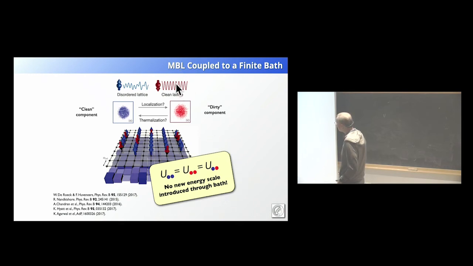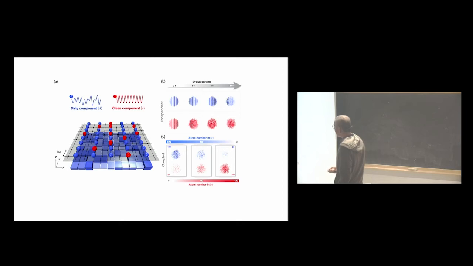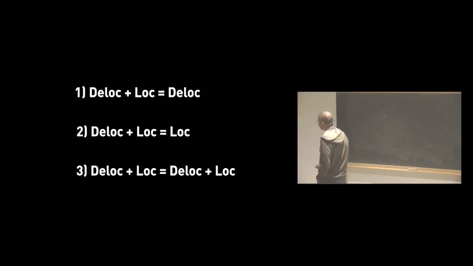So this is where the clean atoms can actually see the disordered atoms simply through the contact interaction in the system. Okay. And then again, you can do the same spirit of experiments. You can prepare the dirty component and the clean component in this charge density wave state. You can look at how that evolves as a function of time, as a function of disorder strength, and the number of particles that you have in the clean bath versus the number of particles you have in the dirty component.